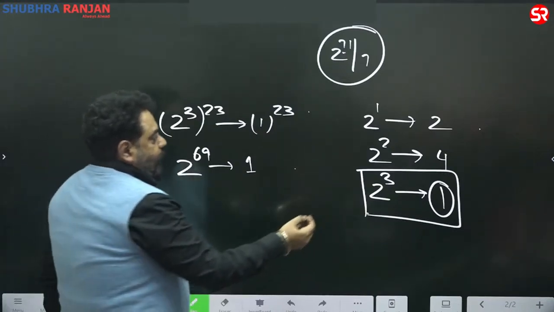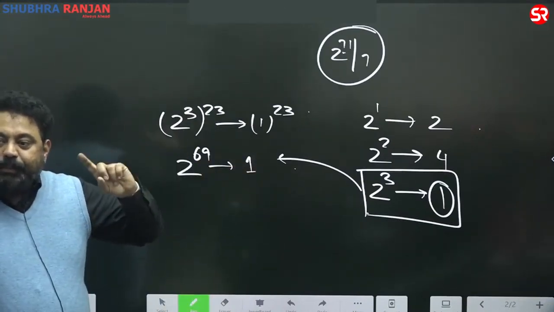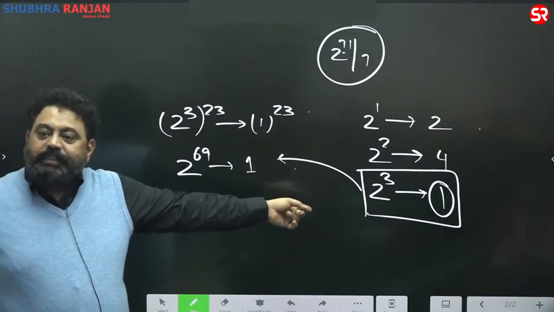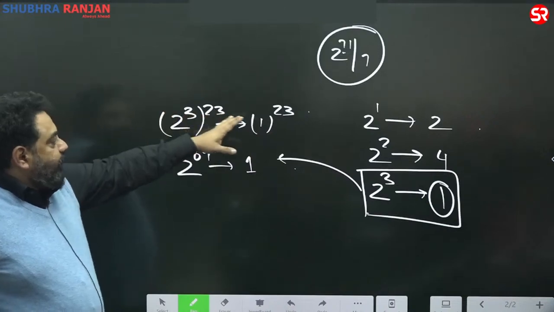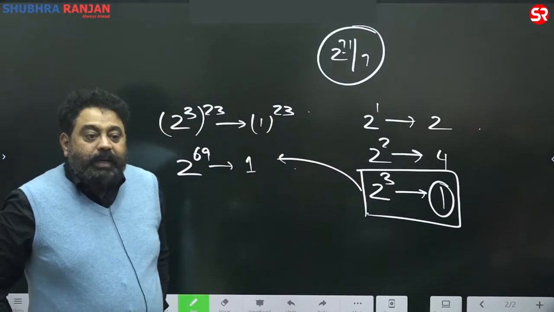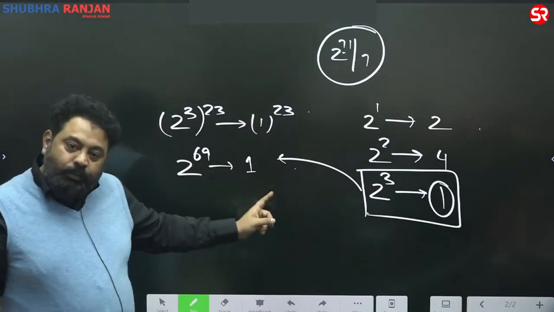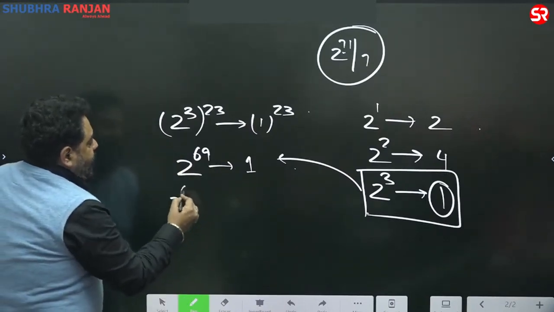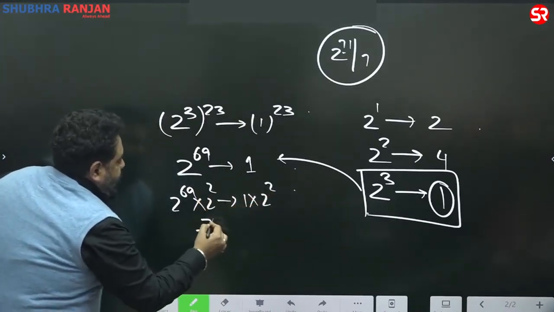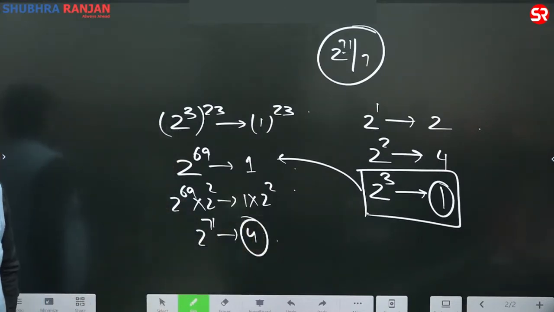So either you can straight away go here: 2 to the power 3 gives you 1, which means 2 to the power of any multiple of 3 gives you 1. 69 is a multiple of 3, which is the reason it is giving you 1. Or you can raise the power. See, why did we make 1? Try to understand. Because 1 to the power any number is 1. 2 to the power 69 gives 1, which means 2 to the power 69 into 2 to the power 2 gives you 1 into 2 to the power 2, which means 2 to the power 71 gives you remainder 4. Answer.